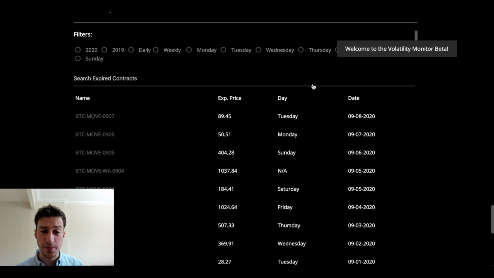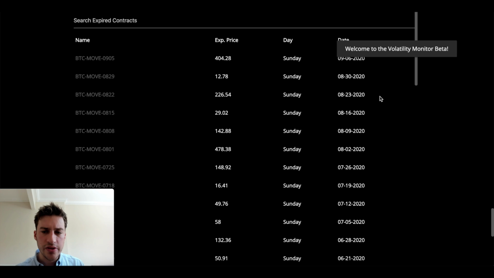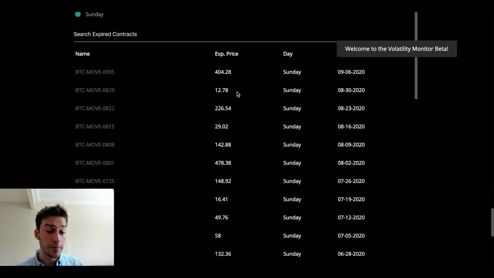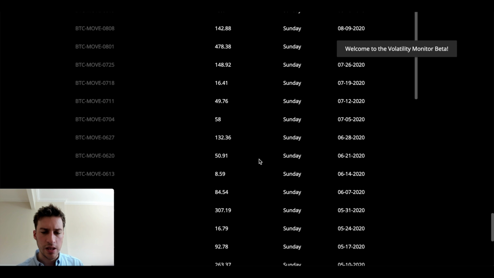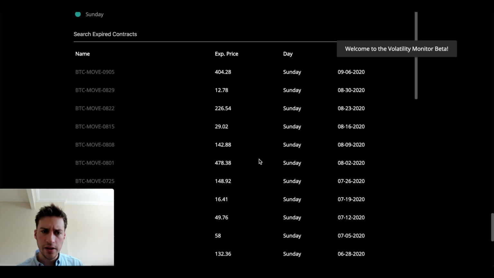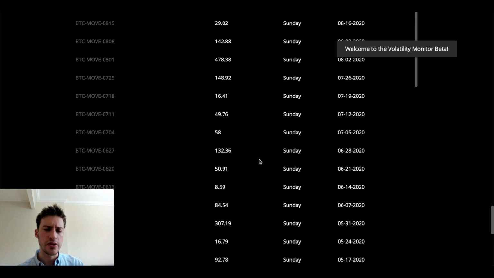The site's not really responding well, probably because a lot of people are using it. Oh, perfect, here it is. So yeah, you can see all the contracts that expire Sunday. And you can see that, let's go down. Typically, are these all weekly and daily? Or are these, oh, I think no, these are just daily contracts.